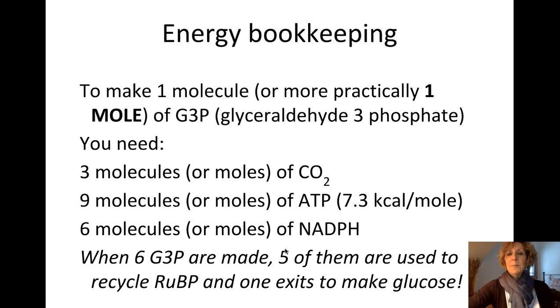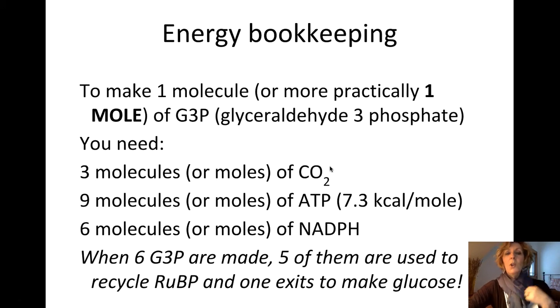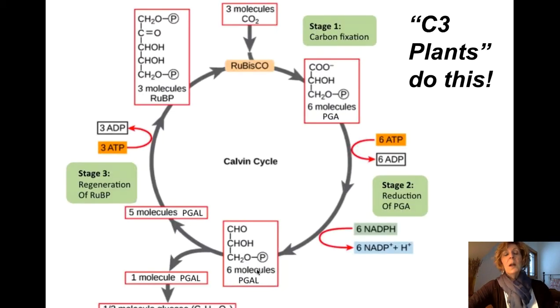So just to keep some bookkeeping, you can think of this as per molecule, or more practically per mole, right? Because we're not just making one molecule at a time, we're making a whole batch, like a whole mole. So to make a whole mole of glyceraldehyde 3-phosphate, which remember is essentially the starting material to make glucose, you need 3 molecules or moles of carbon dioxide, 9 moles of ATP, and 6 moles of NADPH. One of these out of the 6 that are made, 5 of them are used to regenerate RuBP, and one exits the cycle to make glucose.